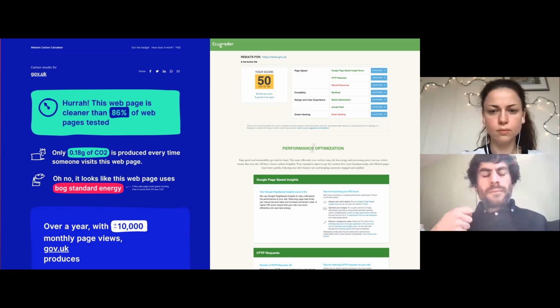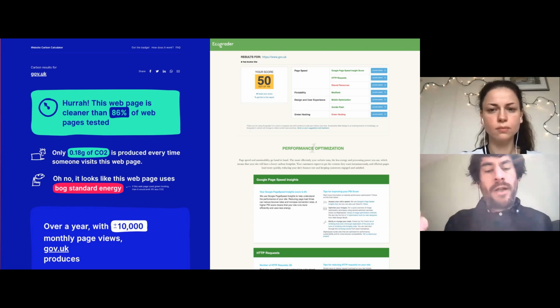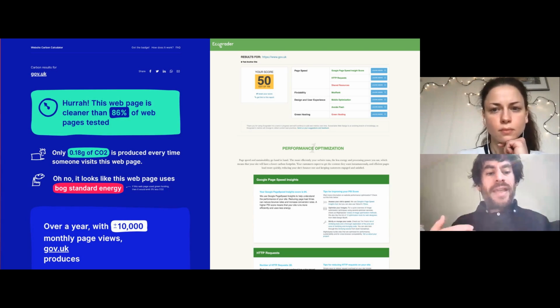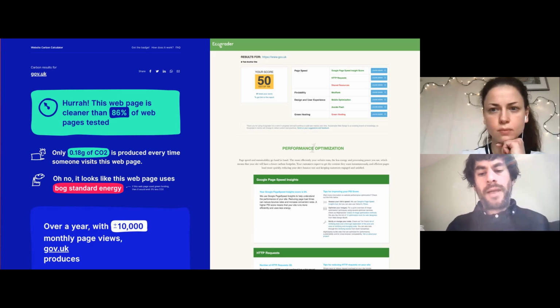So what's good about using these tools is, one, they tell you what's going on. Two, they give you advice, and they give you a standardized way of measuring things. So you can always apply this same test to any changes that you make to see if you're making improvements.